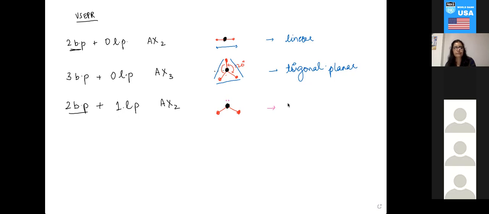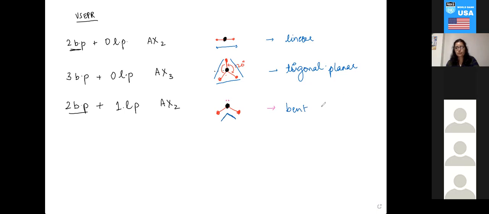Trigonal planar? Where is the third side here? We're talking about molecular geometry. It will be a bent molecule. It is not a straight line; it's this way now. It's bent like this.